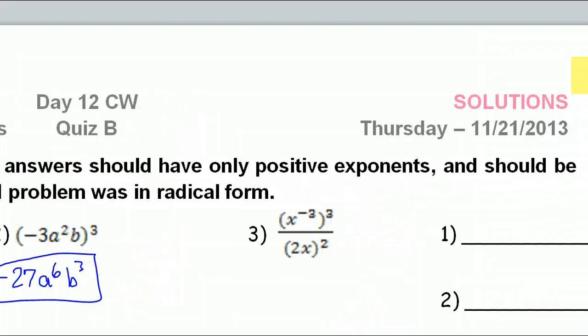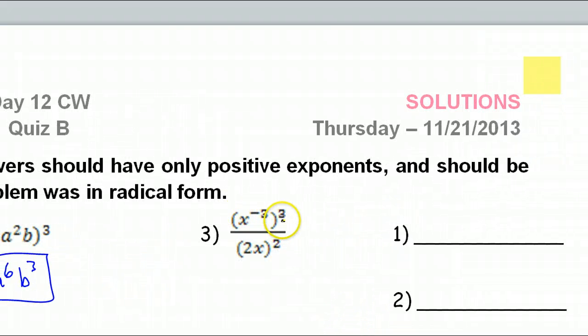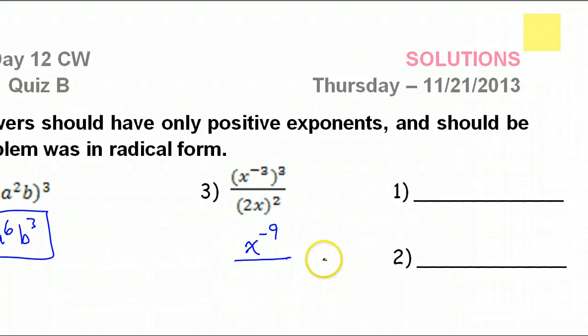Look at number 3. Okay, let's multiply because we have a power raised to a power. So in the numerator, we're going to have x to the -9 power. In the denominator, we have 2 squared, so that's 4. And then that's x squared.